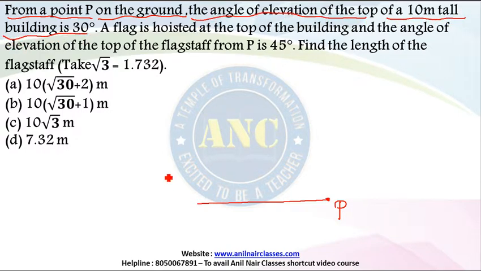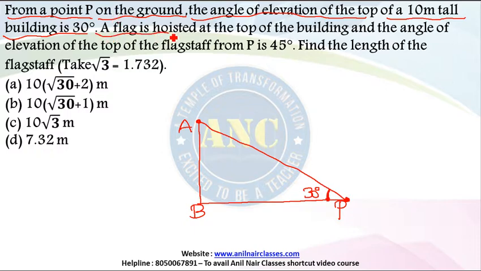is 30 degrees. That means there is a building. I will name this building as AB, for example. This is the top of the building, A. Angle of elevation of the top of the building from that point P on the ground is given in the question as 30 degrees. That is your point number 1.